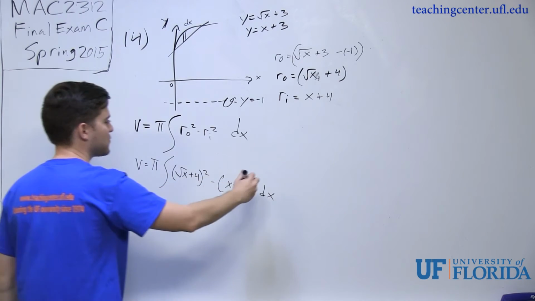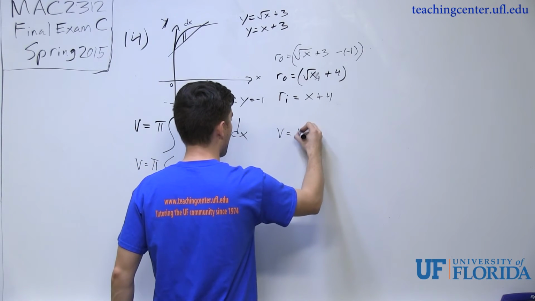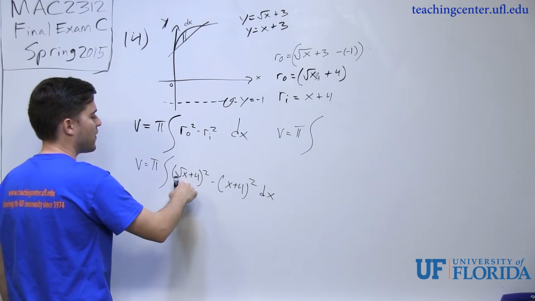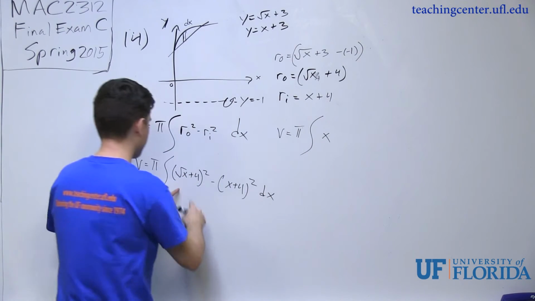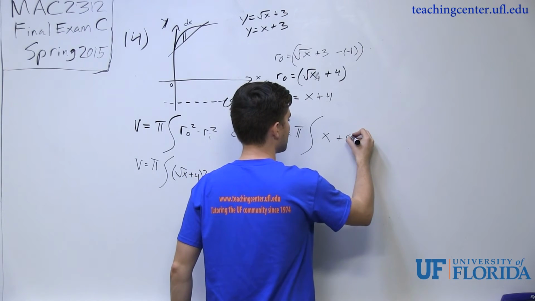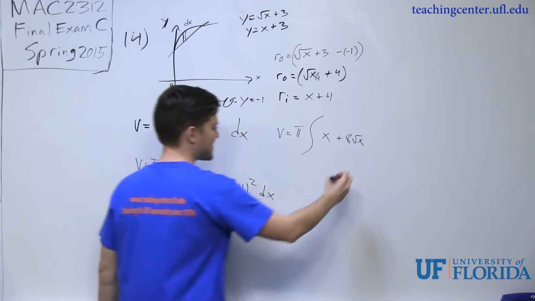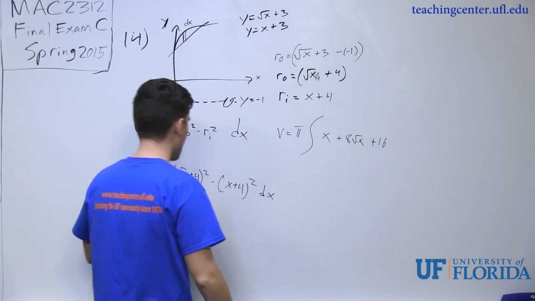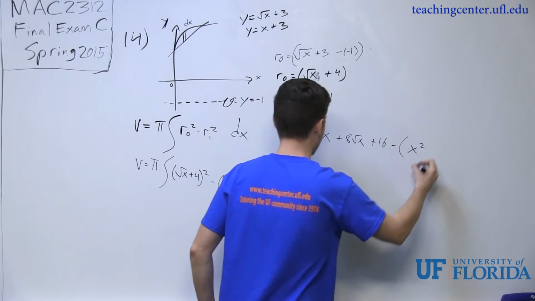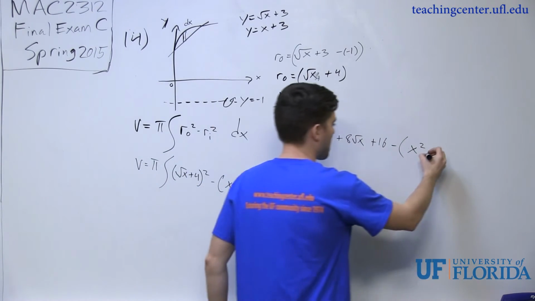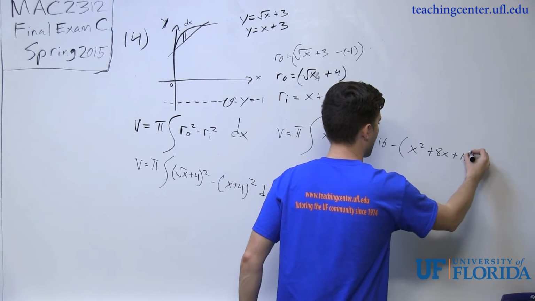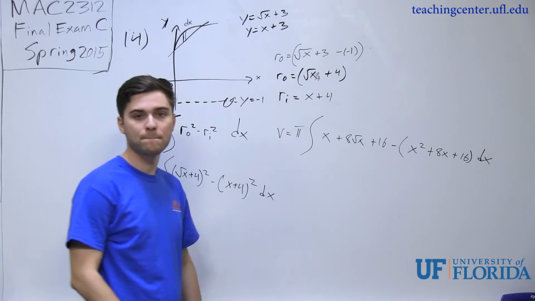So I can go through and factor some of this. Volume is equal to pi integral. I'm just going to FOIL this out. Square root of x times square root of x is just equal to x. 4 square root of x plus 4 square root of x is equal to 8 square root of x, plus 16. Minus everything in here, which is x squared plus 8x plus 16. And I have a dx outside.